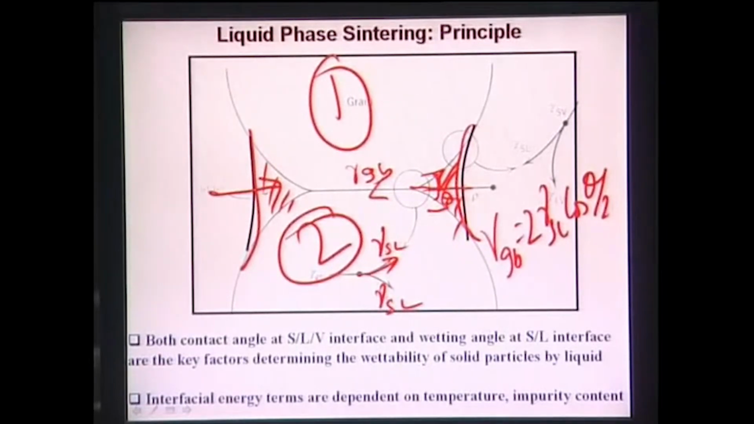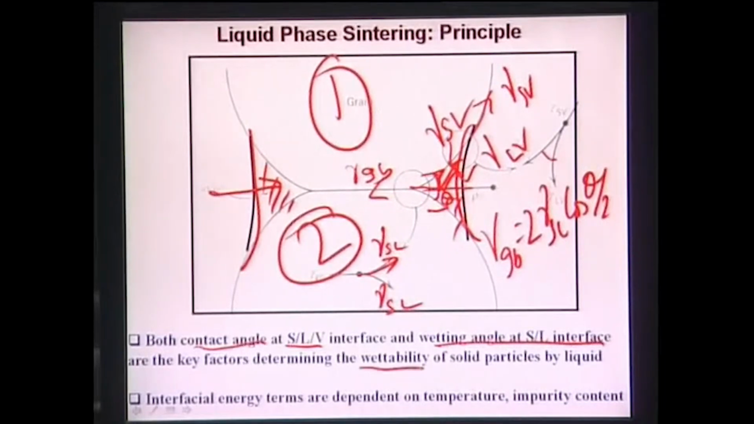Now similarly, there is also another angle here, and here again you have gamma SV, that is the solid vapor interface, gamma LV, that is the liquid vapor interface, and gamma SL, that is the solid liquid interface. From basic geometry, again you can find the relationship between the three interfacial energies, and the contact angle at the solid liquid vapor interface and the wetting actually determine whether this liquid phase will wet the solid particles or not. So even if you have the liquid phase, if it does not wet the solid particles, it will not serve the purpose of liquid phase sintering. Only in places where it will wet.